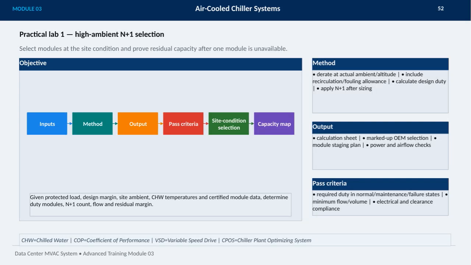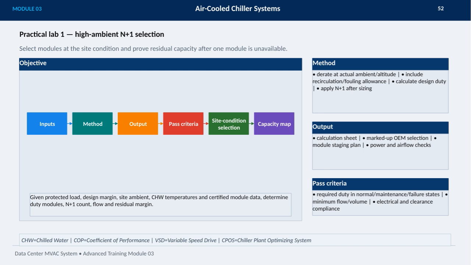In this practical lab, we're focusing on high-ambient N+1 selection for air-cooled chiller systems in Data Center MVAC setups. The key objective is to select the right number of modules based on the site conditions and verify that the system can maintain the required capacity, even if one module goes offline.